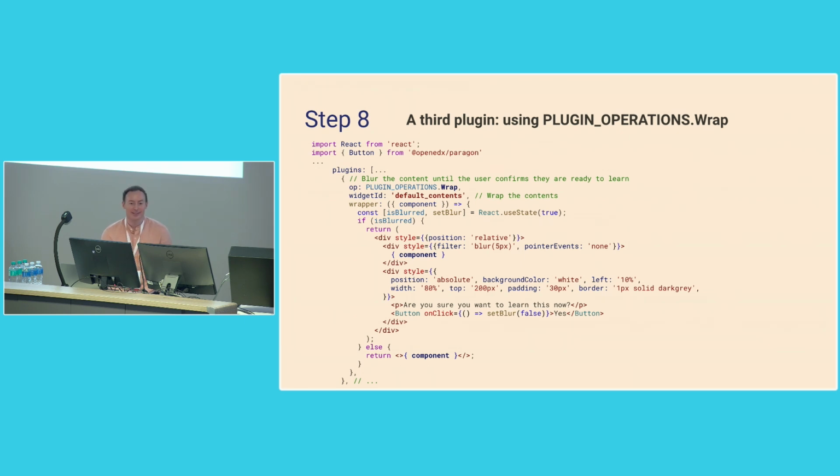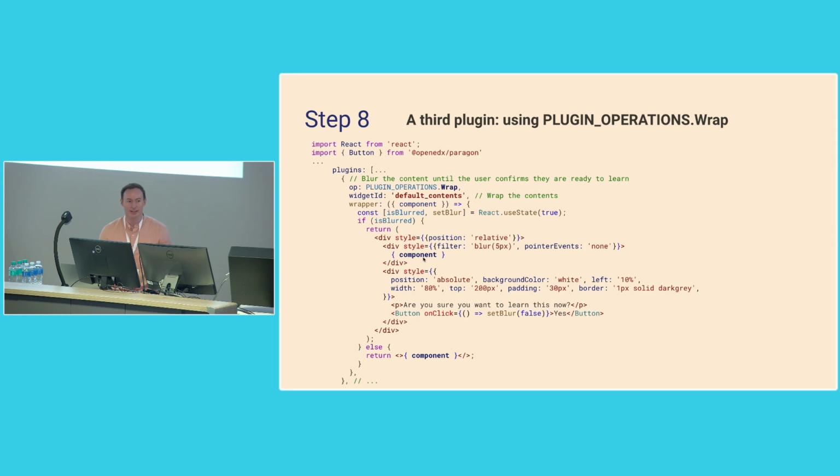Obviously, anyone with inspect element can hack around this, so this is not a foolproof scheme, but it's just for our example today. And then with the wrap operation, you get this component property passed to your component. So wherever you want the default contents to appear, in this case, in this branch of the if statement, we want it to appear inside this div that applies the blur. So we'll put it there.